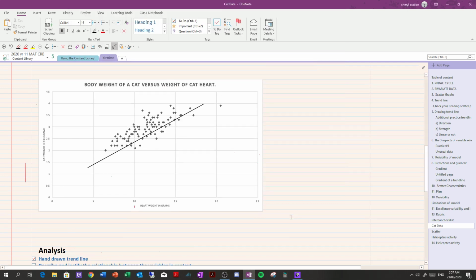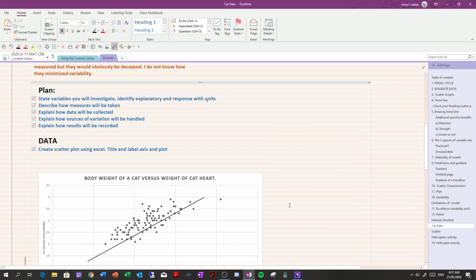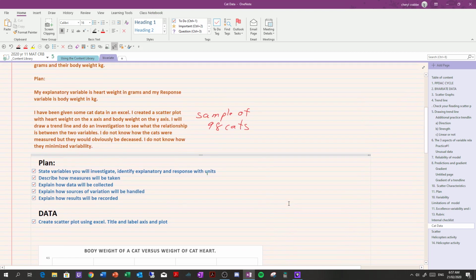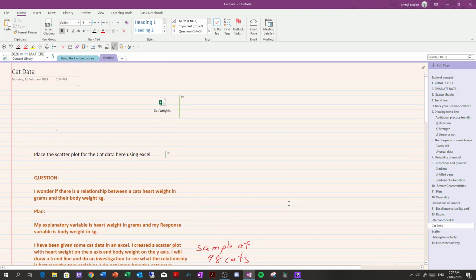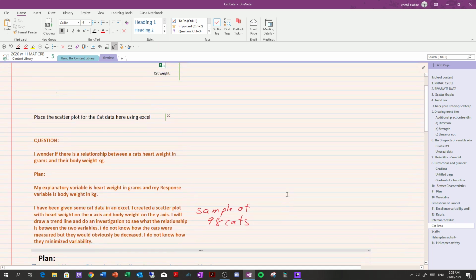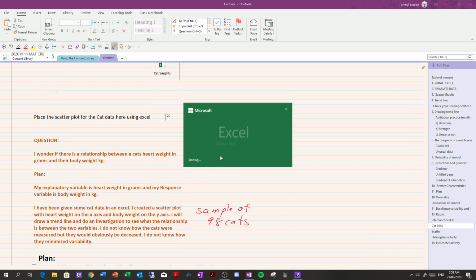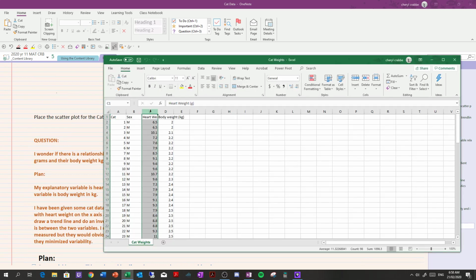Okay, we're going to take a look at our cat example, and I'm just going to go through the basics of this particular example. Now remember that we do not have data to collect, so we're minimized as to what we can say with our plan. But with our cat data, which I can bring up, we are looking at heart weight and body weight.